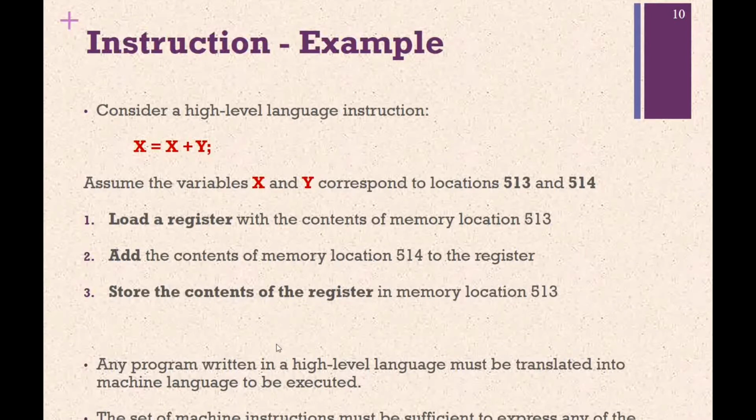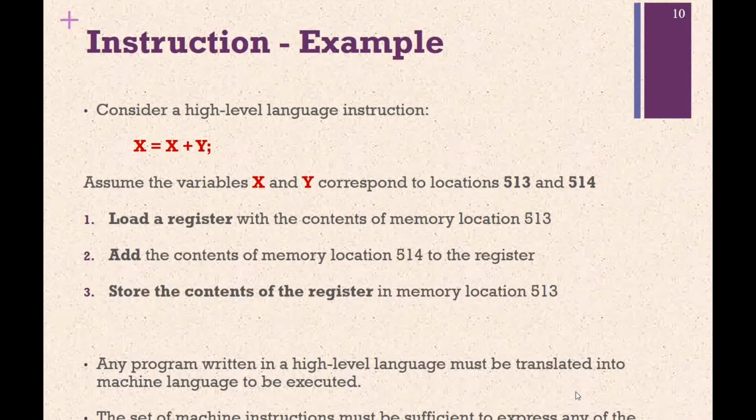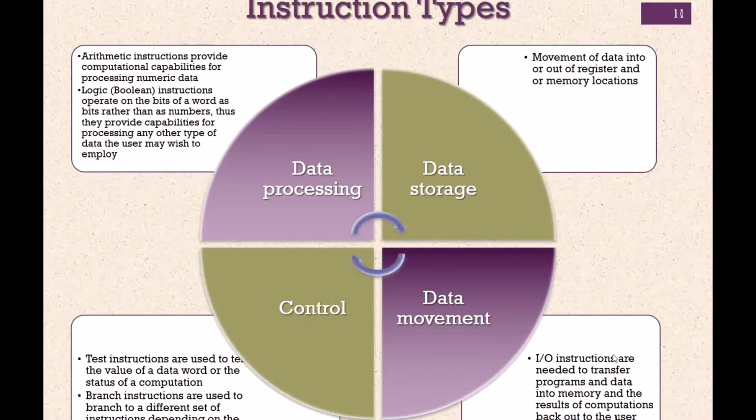Any program written in a high level language must be translated into machine language for execution. So the set of machine instructions must be sufficient to express any instruction from a high level language in machine language, or machine language in high level language. There are different types of instructions: data processing, data storage, data movement, and controlling.